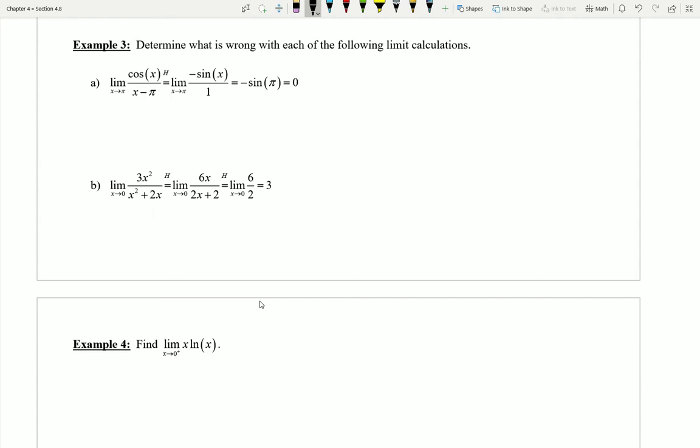So I want to take a look here at example 3, where I'm going to ask us to try to determine what is wrong, what is incorrect about each of the following calculations here. So I want you to go ahead really quickly and pause the video to see if you can try to identify something in the calculation of part A and part B that is incorrect. What's wrong? Why would it be wrong? And then, after you think you have some ideas, go ahead, unpause the video, and you'll see me talk about each of these individual errors.